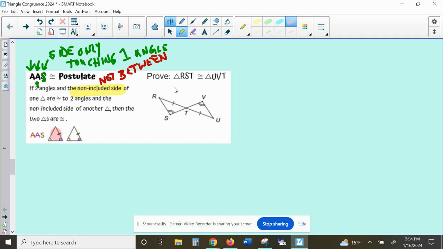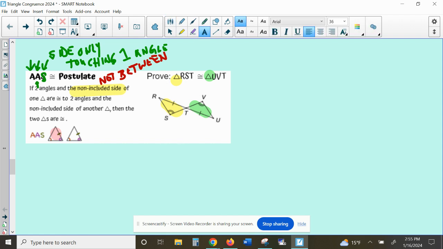So let's go ahead and try this proof. So we want to prove that triangle RST, I'm going to do it in yellow, is congruent to UVT. U to V to T. So that's this green guy over here. Okay, we want to prove that these 2 triangles are congruent to each other.